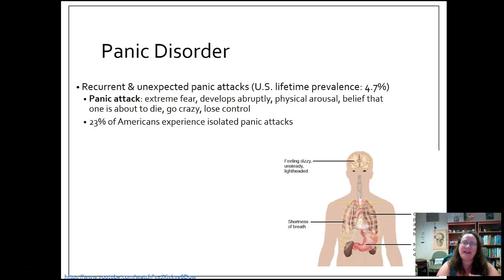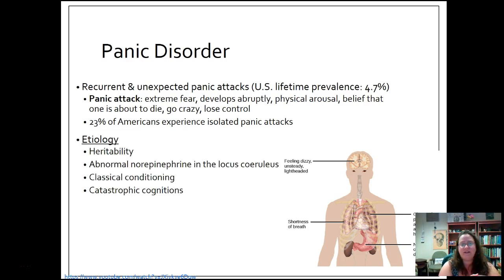Another form of anxiety disorder is panic disorder. So many people will have a panic attack in their lifetime, and it doesn't mean they have panic disorder. With panic disorder, this is more when people have recurrent and unexpected panic attacks. So they might come out of nowhere. You might be doing your laundry and then bam, a panic attack. So a panic attack is a terrible feeling. It feels like you're going to die or lose control of your body. It's extreme anxiety, extreme fear. And so this is not a good feeling.